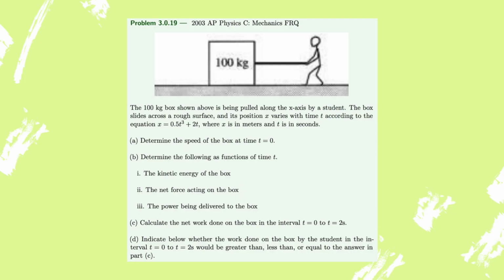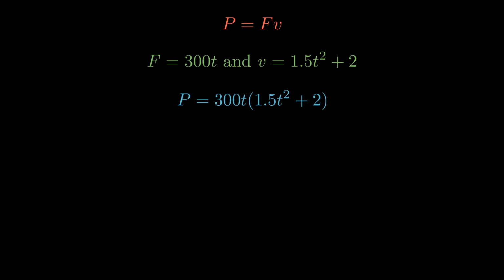Now in subpart 3 of part B, we want to find an expression for power. Well, we already have an expression for both velocity and force. So what do we do? Well, we simply multiply both of these expressions to each other to get 300t times (1.5 t squared plus 2). And simplifying this gives 450t cubed plus 600t.